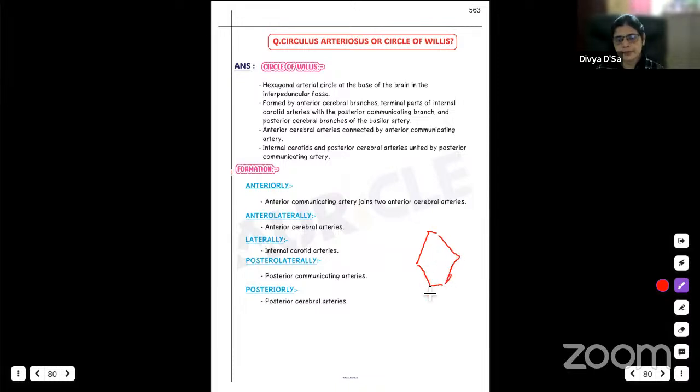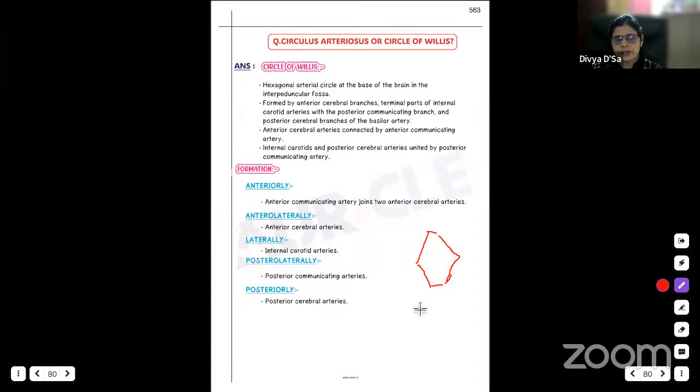Okay, so 6 sides. So hexagonal arterial cycle, which is seen at the base of the brain. Okay, so the location is at the base of the brain at the interpeduncular fossa. So how is it formed? It is formed by the anterior cerebral branches, terminal parts. Okay, anterior cerebral artery branches, terminal parts of internal carotid artery with the posterior communicating branch and posterior cerebral branches of basilar. So we have to see what branches are there.